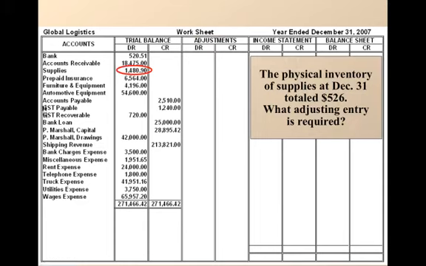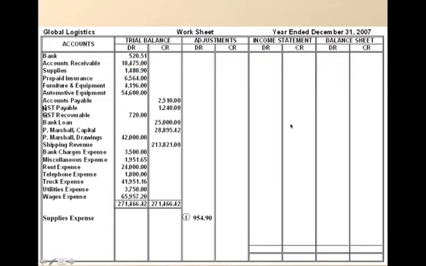The physical inventory, this is the first adjustment, of supplies on December 31st totaled 526. So remember, in your adjustment column, you have to put what you used. So if you had 1480.90 and you have left 526, when you subtract them, you're going to get what you used. And therefore, you're going to debit supplies expense. We're going to add this account because it's not there. And you're going to put supplies as a credit because supplies are going down. We did this all in Chapter 3.